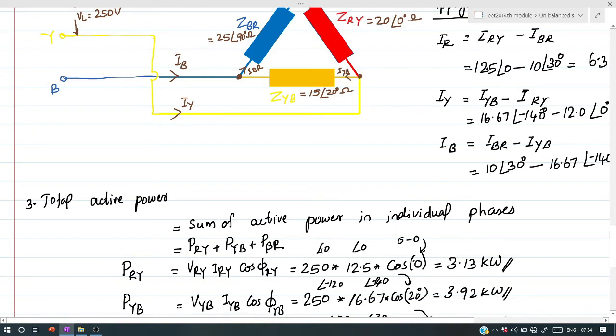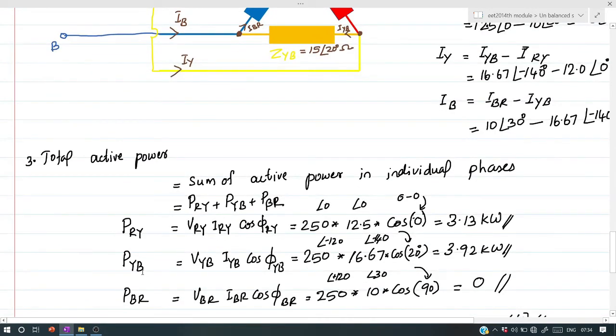VRY is 250 angle 0. IRY is obtained as 12.5 angle 0. Angle difference between voltage and current is 0 minus 0, that is 0. Substituting, we can obtain PRY as 3.13 kilowatt. Similarly, PYB can be obtained by means of this expression, VYB IYB cos phi YB.